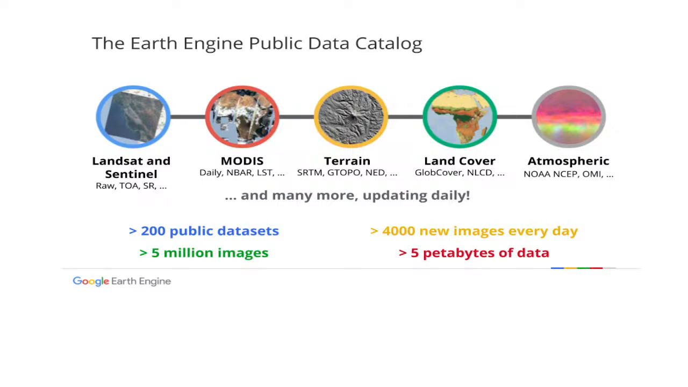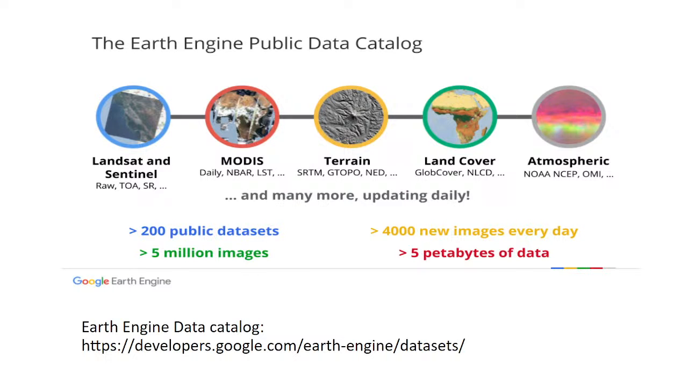And this Earth Engine public data catalog is updated daily. So it's automatically updating, and we can get the recent images automatically. In this catalog, we can access more than 200 public datasets, more than 4,000 new images every single day. We can get 5 million images, 5 petabytes of data. And this is the link for that. You can simply go to this link, and it will open the Earth Engine public data catalog, where we can access all of those satellite images and datasets.